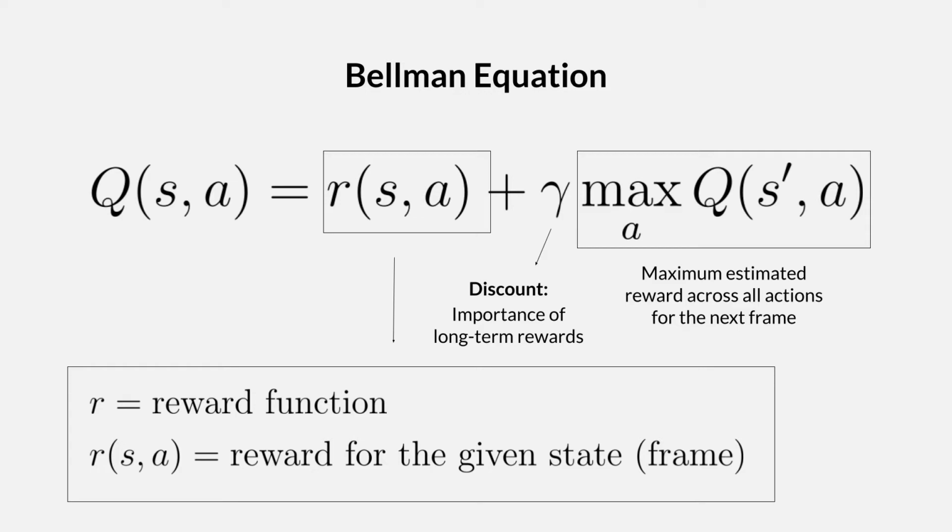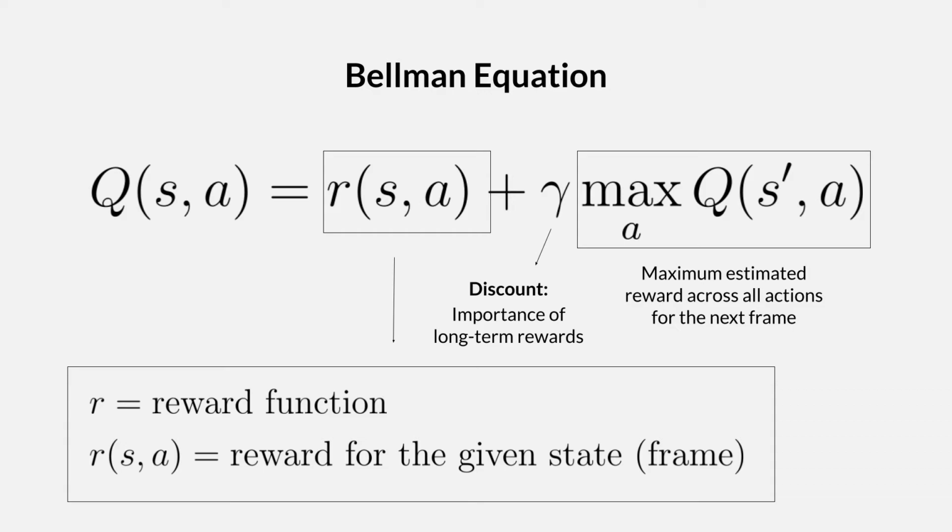In a bit more detail, the maximum estimated reward for the next state means that we take the frame after we've made our action and, with a copy of our neural network, make an estimate for the reward of each action, and take the largest of the estimated rewards. This value is then multiplied by what is called the discount factor. A discount factor of 1 means that the reward a million frames later is just as important as the reward now, and a discount factor of 0 means that we only care about the reward for that frame.